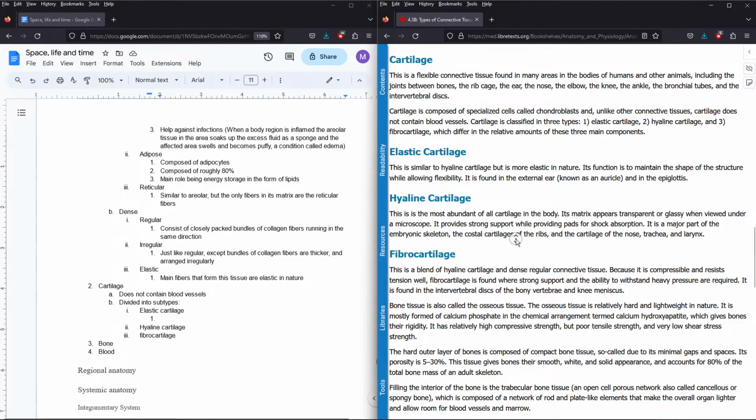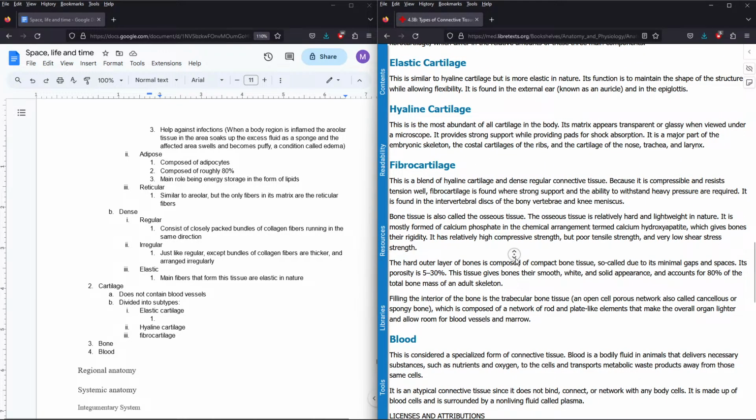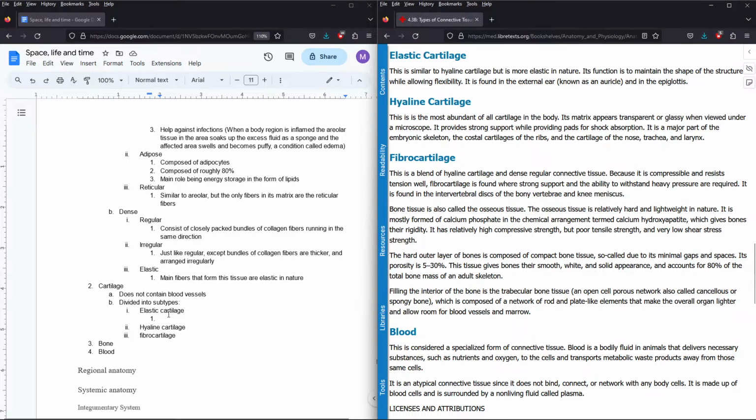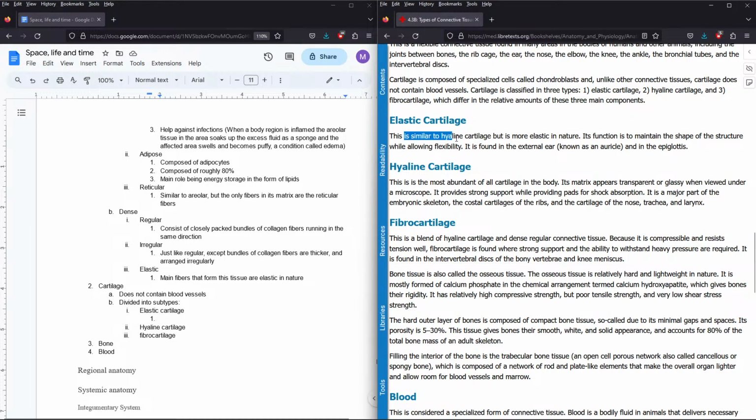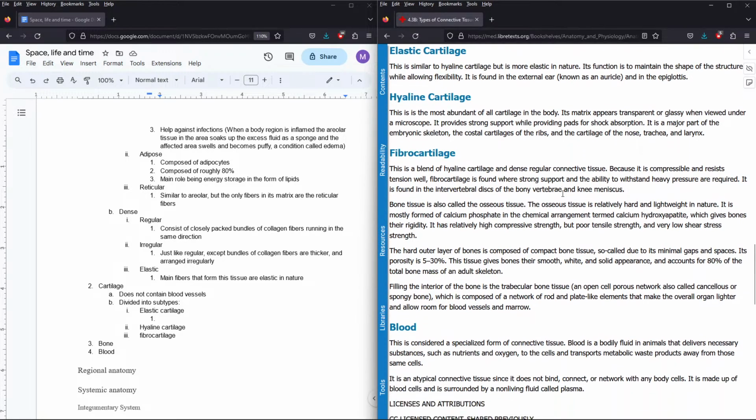So, elastic cartilage. It's elastic, right? Similar to hyaline, but why are you saying similar to hyaline, like before you mentioned hyaline is? But it's more elastic in nature. Okay, let's move on.